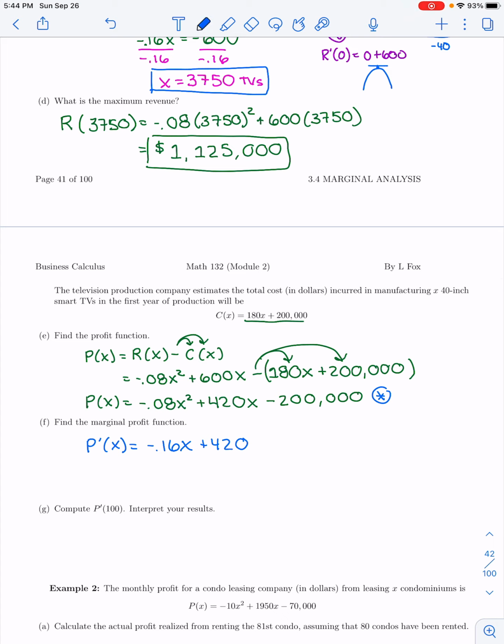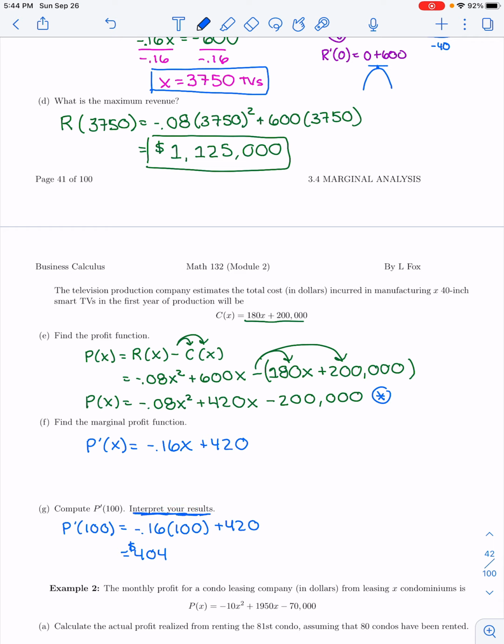The next part says to compute P prime of 100 and interpret your results. So P prime of 100 is going to be negative 0.16 times 100 plus 420. You can grab your calculator if you need to. I'm getting 404, and this is dollars. And we want to interpret this. This is probably one of the hardest parts of this section.